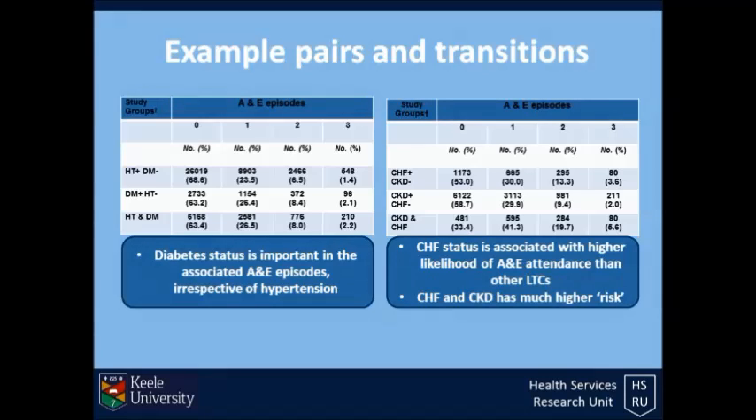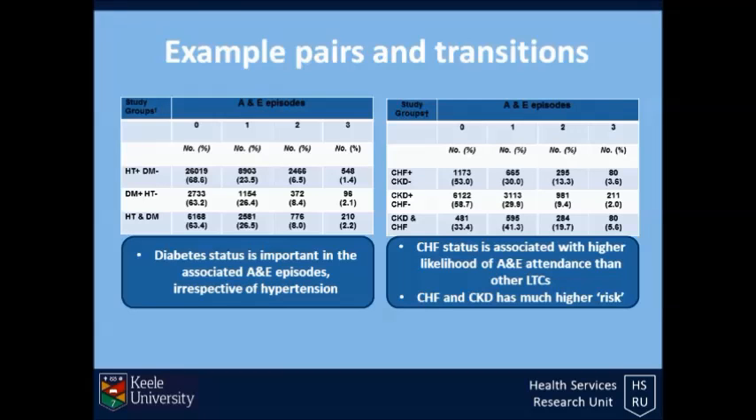So these are the results, and I'm going to first, in this slide, show you 2 example pairs and transitions in care. So on the left side of the slide, you have the hypertension and diabetes example. And what we did for the population was we said which people had both, which people had diabetes without hypertension, and which people had hypertension without diabetes. So by using this approach, we were able to compare the pair effect, so the diabetes and hypertension.